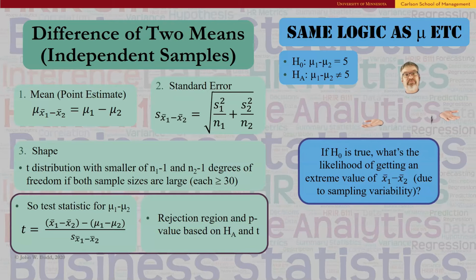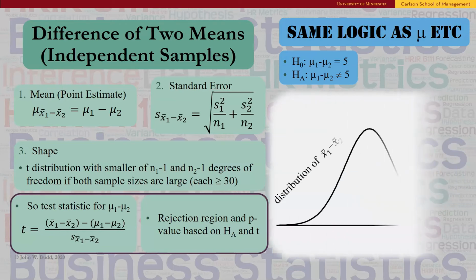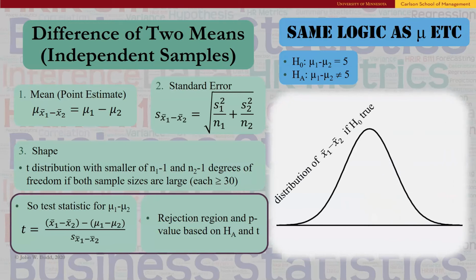Is that far enough away from 5 such that we don't think that the null hypothesis is true? Or is there enough sampling variability in these two samples such that it would be relatively easy or likely to get these two samples with a difference of -3 in their means under the null hypothesis that the true population difference is 5? That's really the key question for hypothesis testing. Okay, so how can we formalize this?